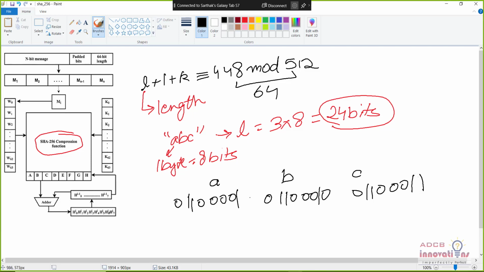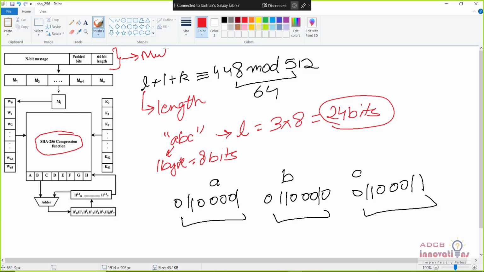So this is how A, B and C are represented in binary: 24 bits, 8 bits for each character. This is the length L in the L plus 1 plus K equation. According to the equation, we need to make sure that the input given should be a multiple of 512.